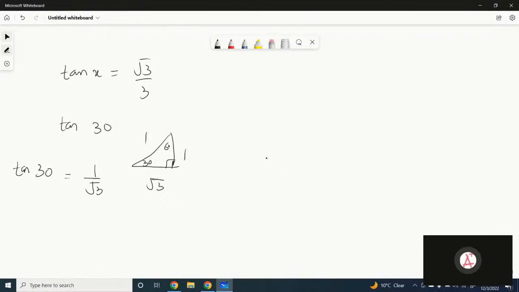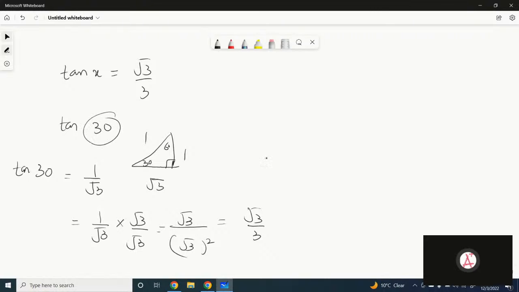When you convert 1 over square root 3, just multiply and divide by square root 3. Square root 3 times 1 is square root 3, and you have square root 3 squared, which is 3. It would be square root 3 over 3. That means the correct answer is tan 30. Also, you can check for tan 45.